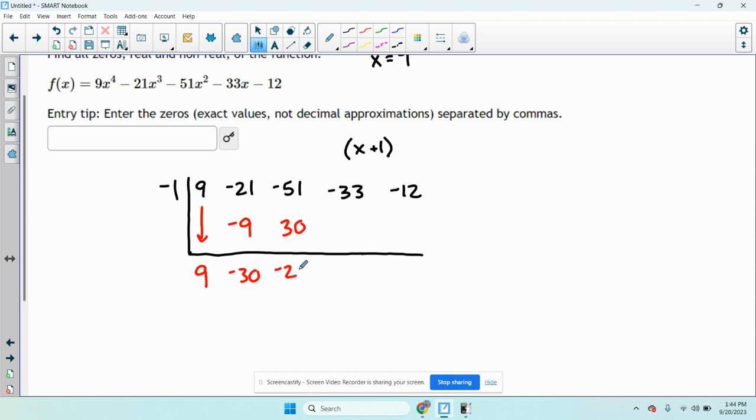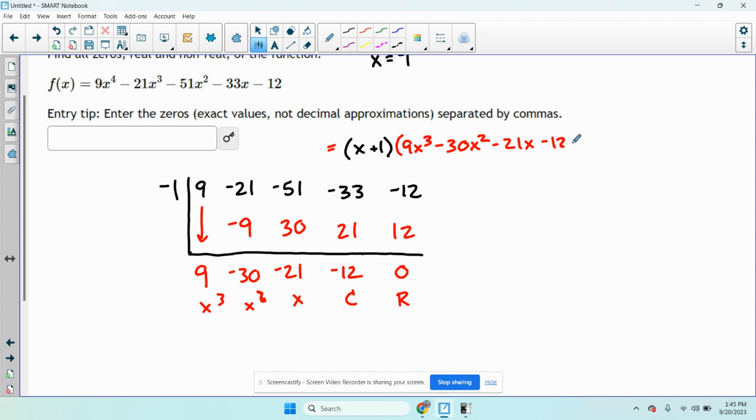Adding down, I get -21. Multiply by -1, I get +21. Adding down, I get -12. Multiplying by -1, I get +12. So this is my remainder. This is a constant. This is x. This is x squared. And this is x cubed. So it looks like I can write this function as x plus 1 times the quantity 9x cubed minus 30x squared minus 21x minus 12.